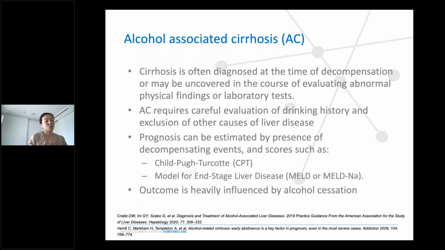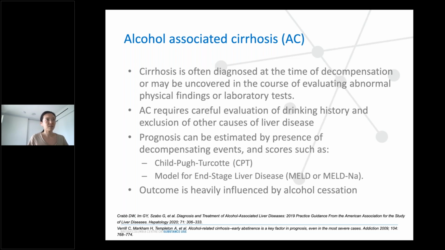Having said that, we know that the outcome of alcohol cirrhosis is crucially influenced by the patient's ability to abstain, both to slow the progression of fibrosis, but also to minimize or even reverse its consequences. We know on imaging that when patients abstain from drinking alcohol, there are several characteristics, such as hepatic venous pressure gradients, that will reverse and improve.